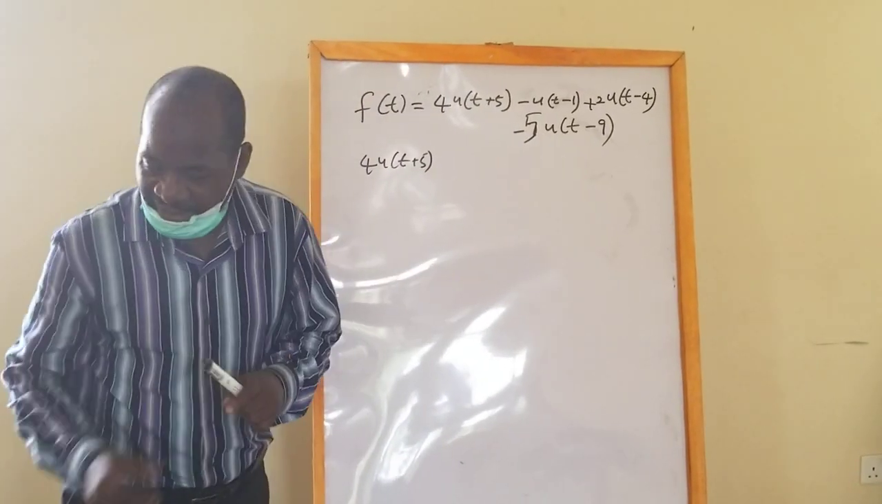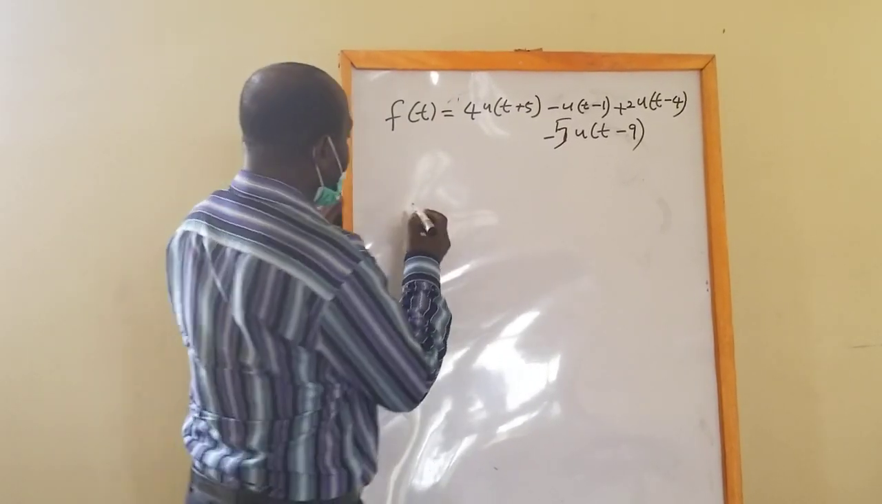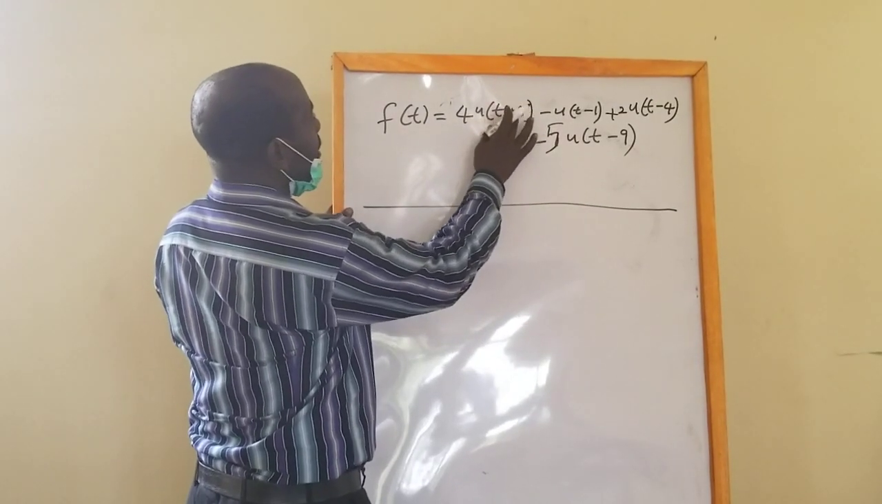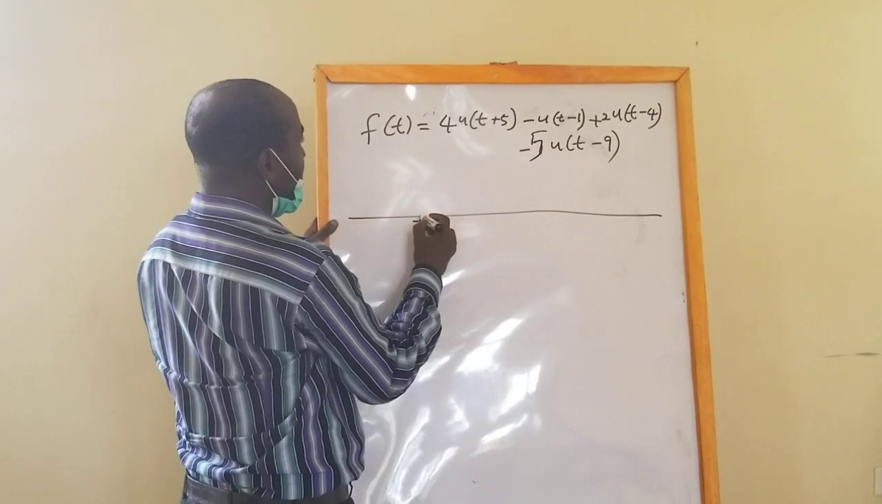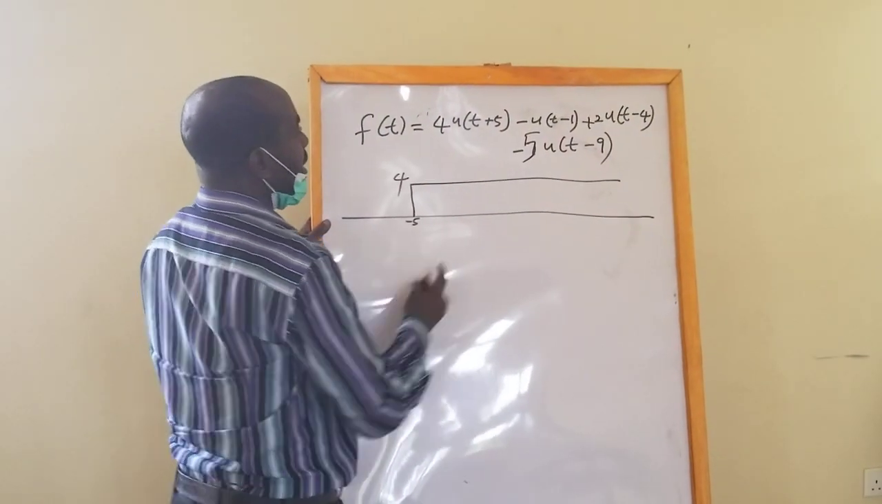So the first one, switching will take place at where? Switching will take place when t plus 5 equals 0, t equals minus 5. It is at minus 5 that switching will take place. That will be 4.